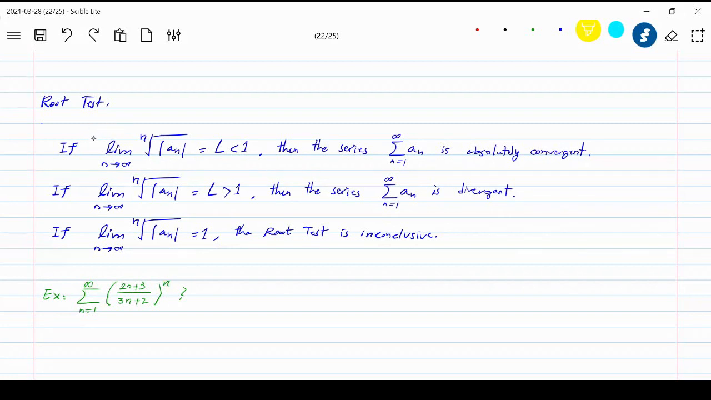It is quite similar to the ratio test. It says if you take an nth root of the absolute value, and the result of the limit of that is a number less than 1, then the series absolutely converges. And if that nth root turns out to be a number greater than 1, then the series would be divergent, very similar to the ratio test. And if it is 1, again, it is inconclusive. We can't use this test to say anything about it.